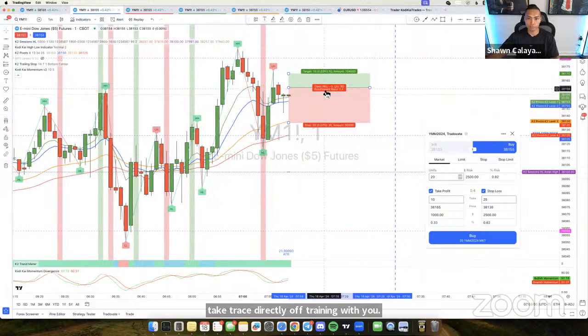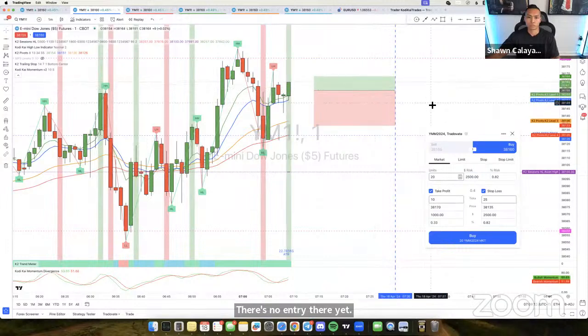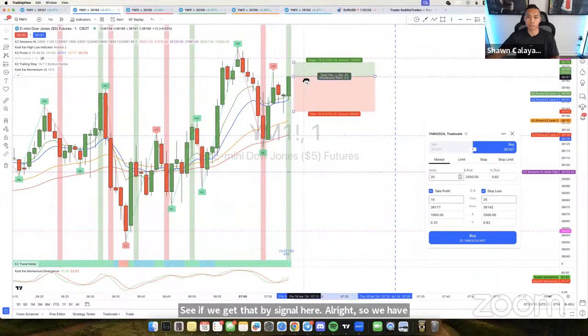There's no entry there yet. See if we get that buy signal here. All right, so we have a pending buy signal here. Again, I don't want it to push up too high.